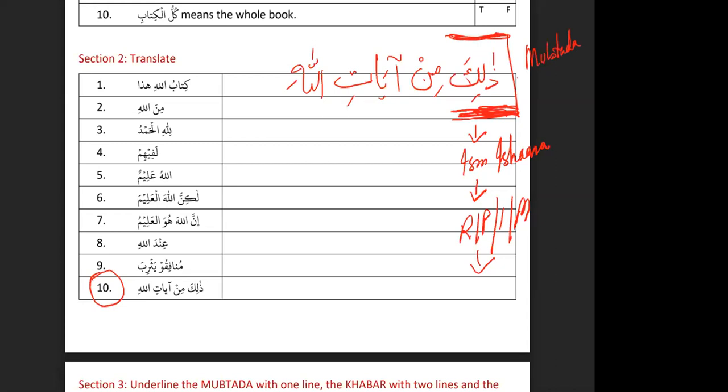Can there be any relationship between dhalika and min? No, there isn't. So our bucket for mubtada has ended. Now analyze the next word. What is this? Min, harf of jar. And then this, what is this? Ayatillahi. Jar majroor. And it becomes ism. So we analyze this.